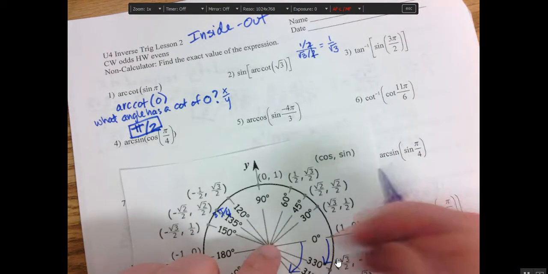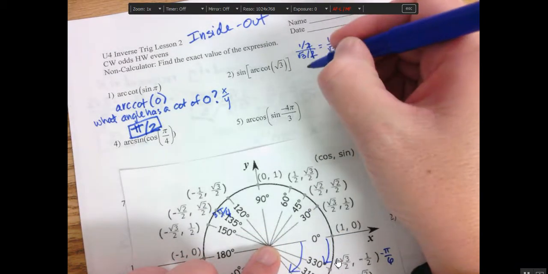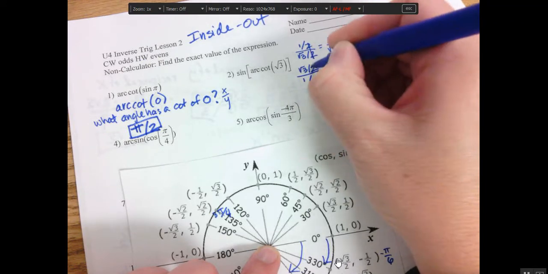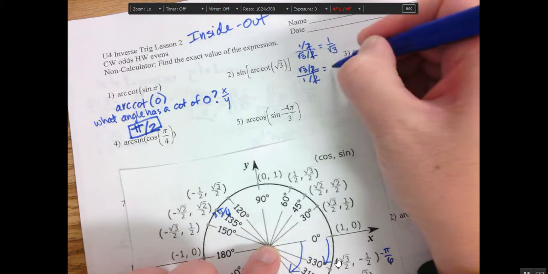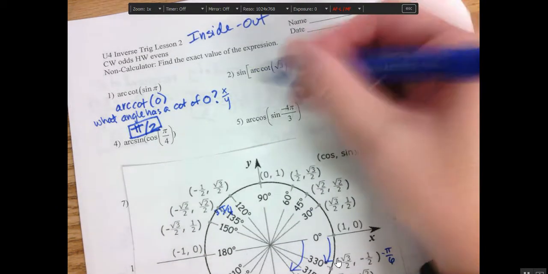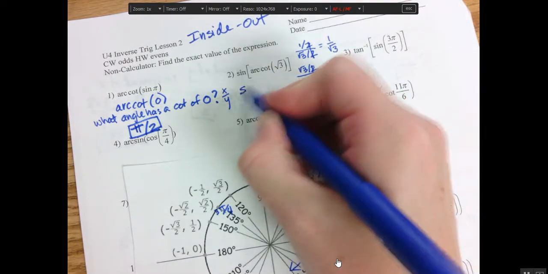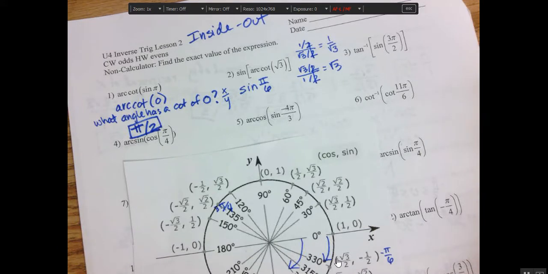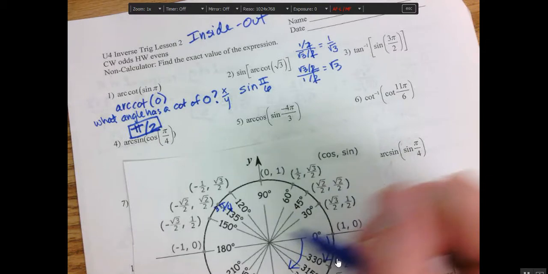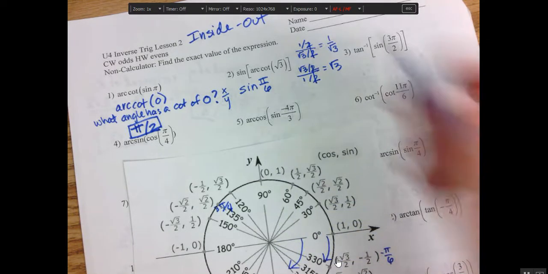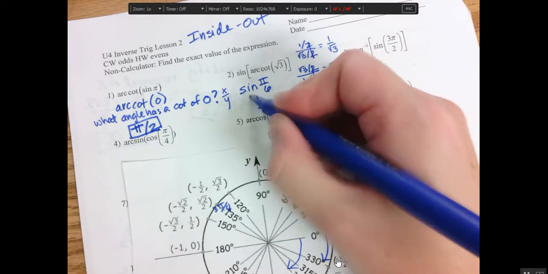Let's check pi over 6. See if that one's it. That would be root 3 over 2 over 1/2. Does that give us root 3? Good. Okay, so the answer for the inside part was pi over 6. And now I'm doing the sine of pi over 6. Remember, sine's the y value, so what do we get? Here's pi over 6. What's the y value? 1 over 2. 1/2. Yeah, 1 over 2 is the same as 1/2.